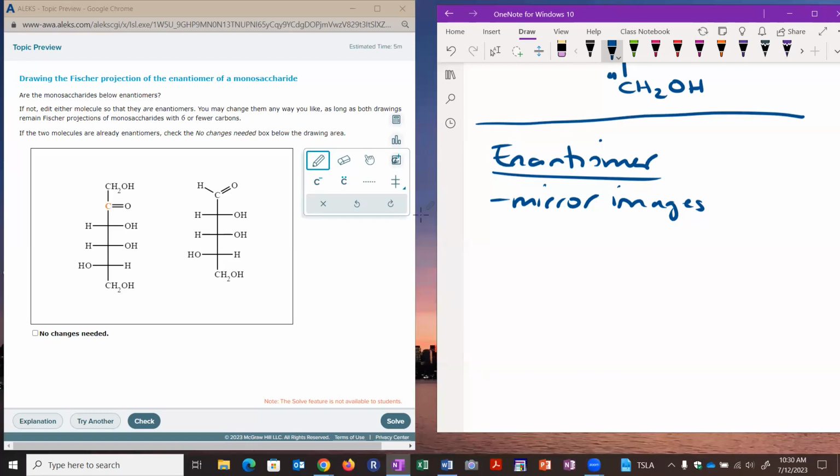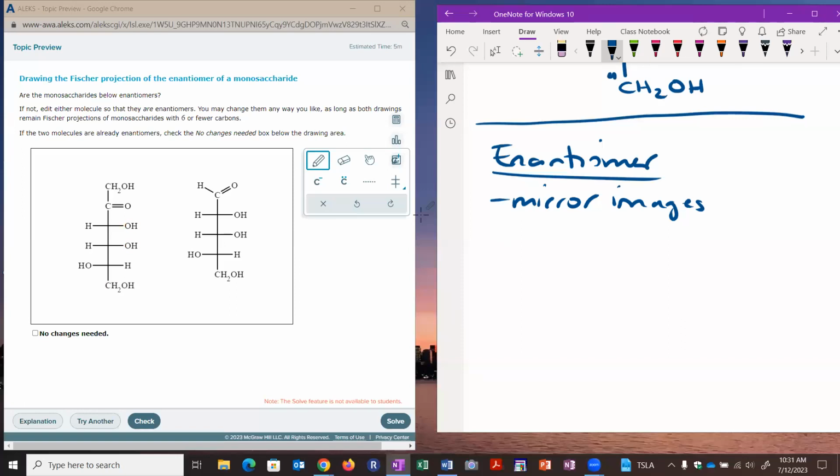So, when you look at these 2 options, you can probably see in the first one here, we have 1, 2, 3, 4, 5, 6 carbons. And the one on the right, we have 1, 2, 3, 4, 5, right? So these are obviously different things. One has 6 carbons, one has 5 carbons. So the formulas are going to be different. So what we need to do is you can edit either one of these 2 to make it the enantiomer of the other one.